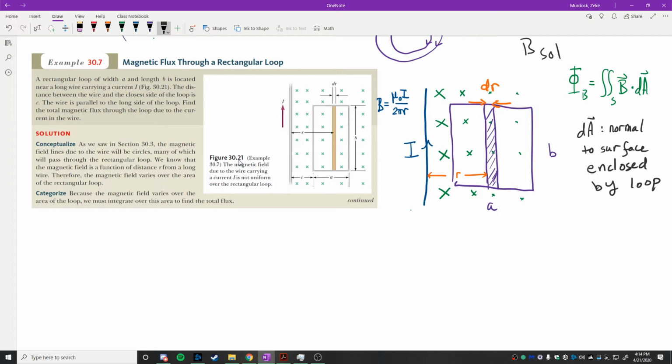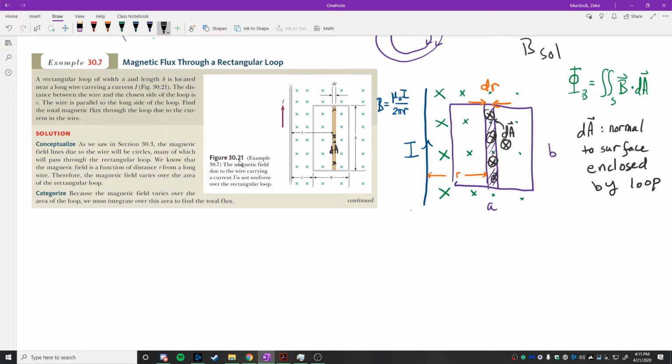So our dA vector is going to be like this, into the page. And it's actually here. This is the area. This thing right here is dA. I'm saying that this strip is dA in that equation, and the vector dA points into the page in the same direction as the magnetic field. That thing is dA, the strip. It's the infinitesimal area of the loop.